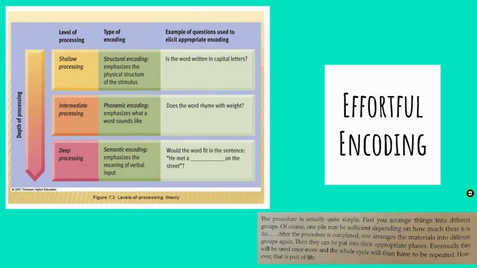If I move to intermediate, I try and look at what some of those words rhyme with. What do those words sound like? Maybe I'm going to just repeat those words. That's that intermediate level. If, however, I was going to try and deeply or semantically encode that, I would need to know, what is that paragraph about?